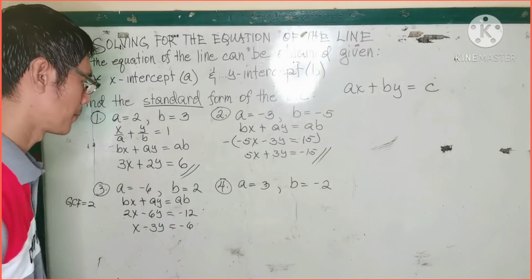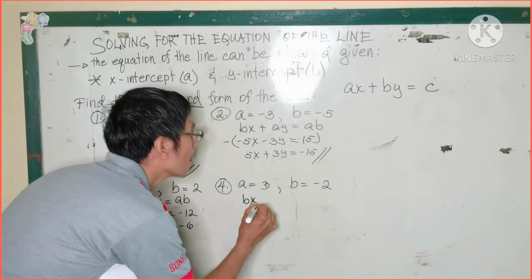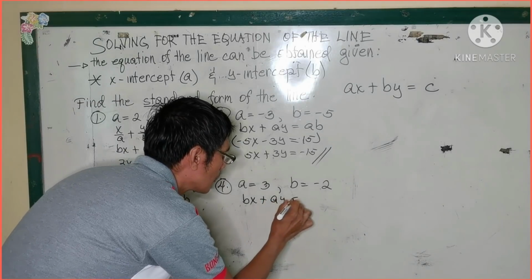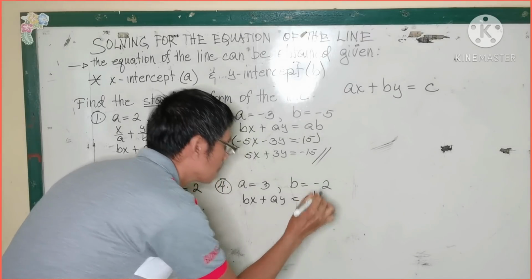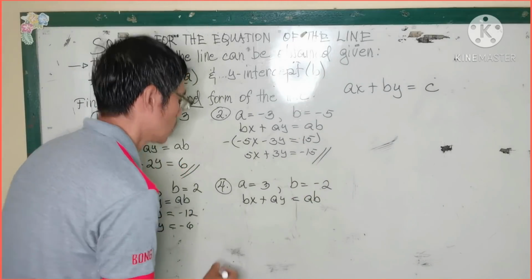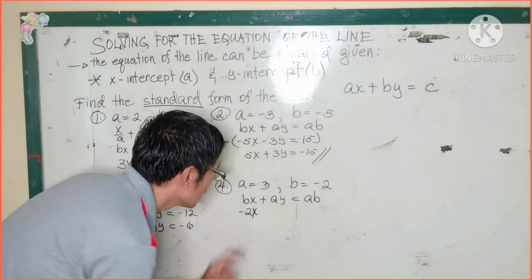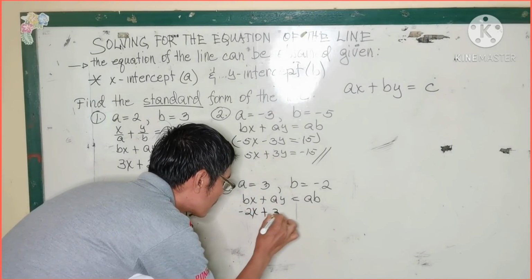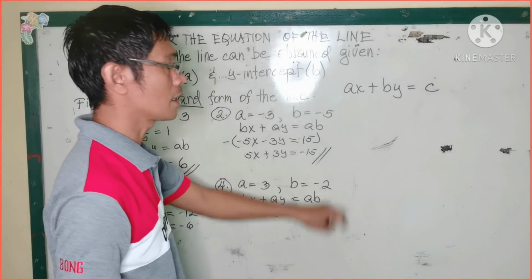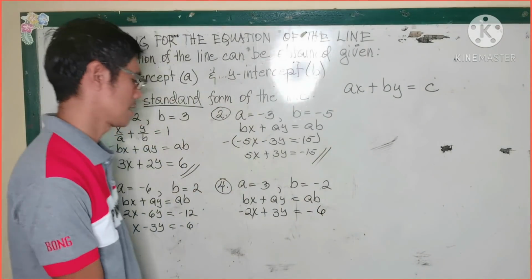Okay, number 4. Again, we are going to make use of bx plus ay equals ab. So what is our b? b is negative 2, so we have negative 2x. What is our a? 3. So positive 3y. Then multiply: 3 times negative 2 is negative 6.